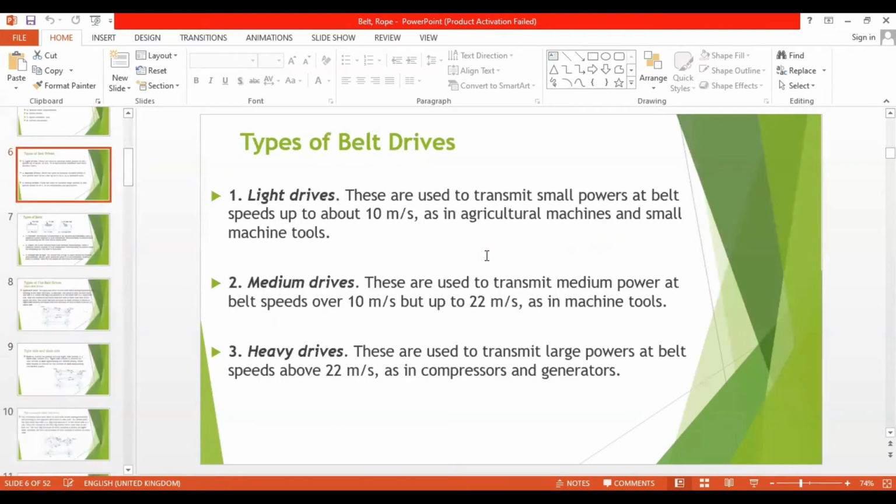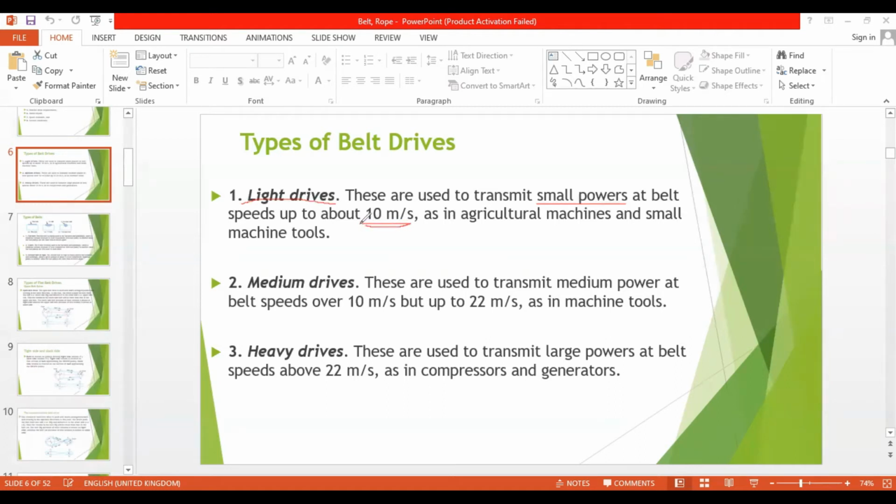Then we'll see the types of belt drives. There are different types of belt drives, and depending on different classifications or purposes, we can characterize them. First are the light drives. These are used to transmit small powers, so based on the transmission of power, they are named light drives. If they are transmitting small powers, we call them light drives, with belt speed up to 10 meters per second.